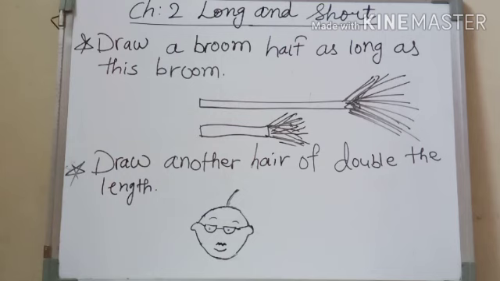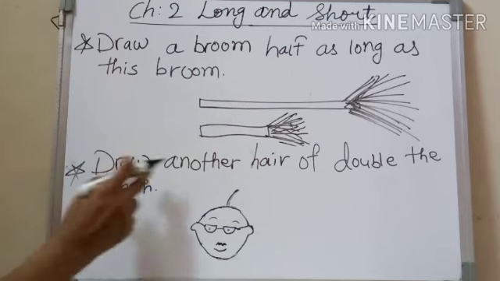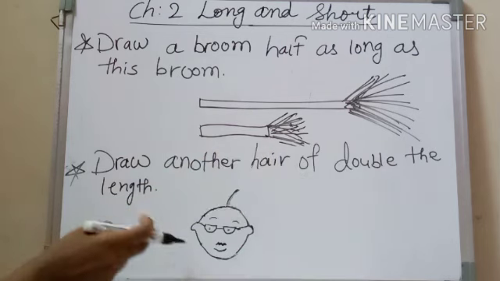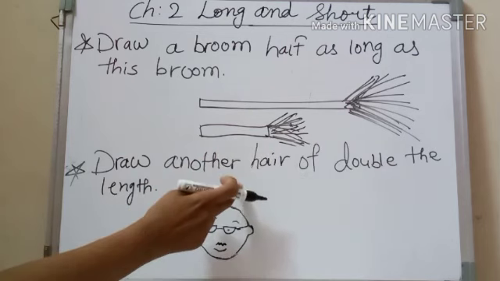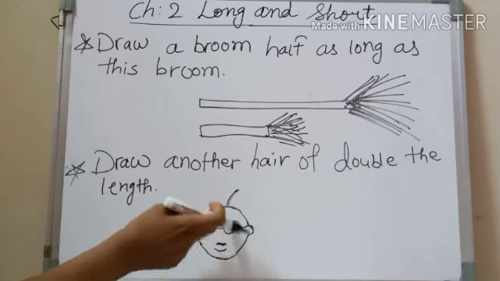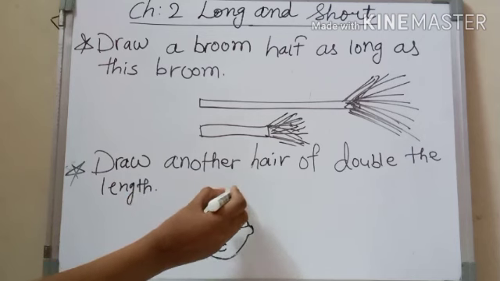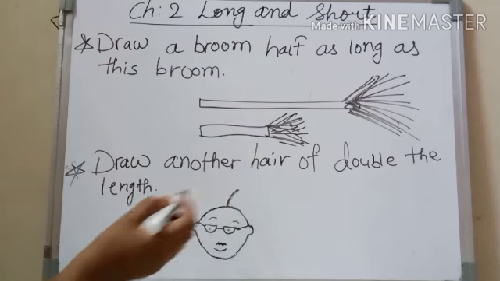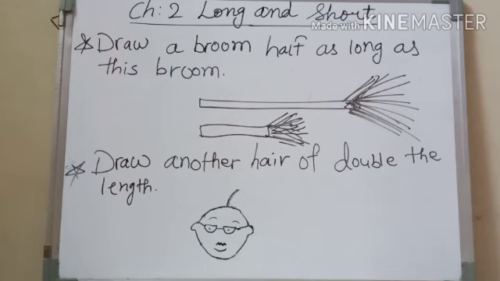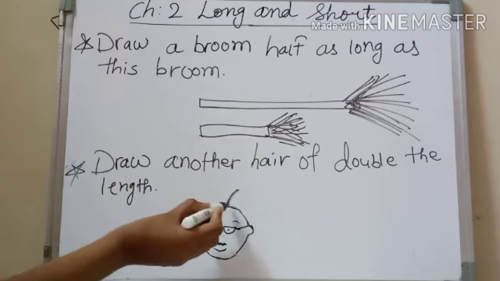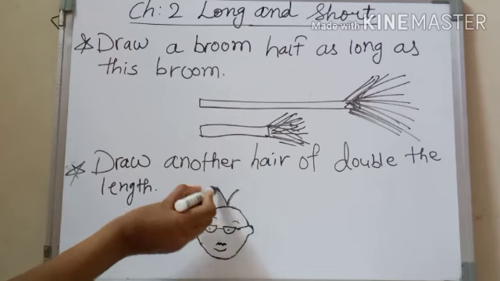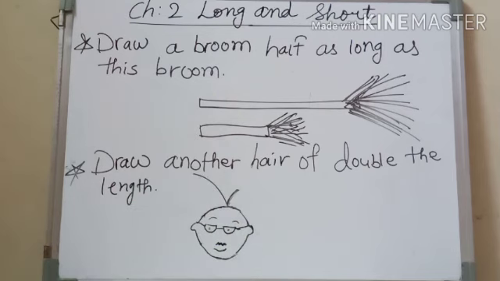Now the next one is: draw another hair of double the length. Here the hair is given. We have to draw the length of this double hair. Suppose the length of this hair is 5 mm. What is the double of 5 mm? 5 mm plus 5 mm, that means 10 mm. 10 mm means 1 centimeter. So we have to make the double of this length, that is 1 centimeter. Understood, students, how to solve it?